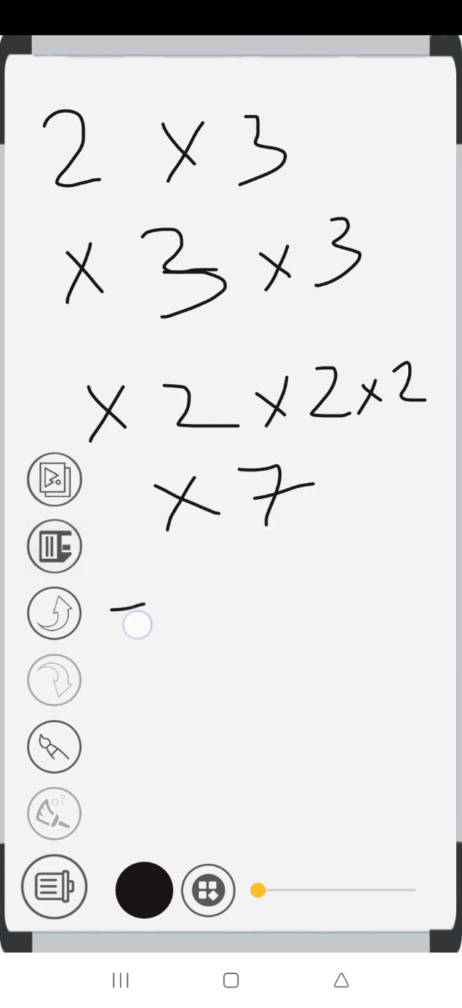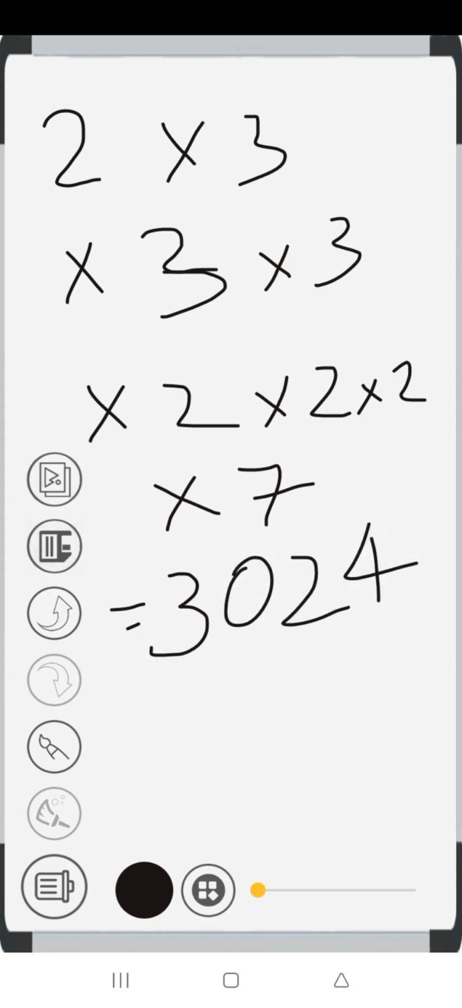If we multiply all these numbers, 2 threes are 6, 6 threes are 18, 18 threes are 54, and 54 into 2 it is 108, and 108 into 2 it is 216, 216 into 2 it is 432, and 432 into 7 we get 3024. Please note the answer. This is the answer.